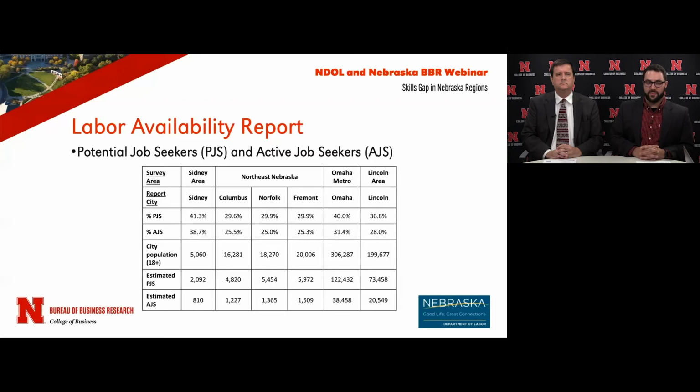Here's a few summary statistics about potential job seekers and active job seekers in some of the areas we surveyed in the last year. On the top row, you can see the survey area, and the second row is report city. So if we just look at the column of Sydney, we found there were 41% of respondents who indicated they were potential job seekers, and 38% of those folks said they were actively searching for a job. And using 2010 census population statistics, we can estimate a number of potential job seekers and active job seekers in a particular area. And this is a useful economic developer tool to show that there are workers available in an area if a suitable job is available.